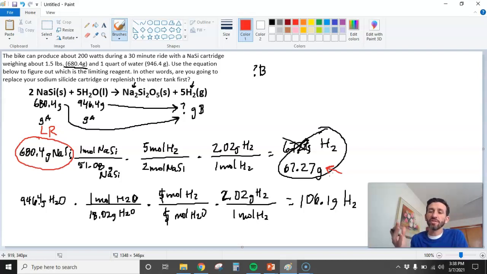So if you're an engineer working on the bike and you develop this, you have to tell the technical writer on your team who's writing the manual to say to the customers, if you're going to ride for more than 30 minutes, take an extra cartridge with you. The water will last, right? We can make almost, not quite, double the amount here. But for more than 30 minutes, the first thing you're going to need is a sodium silicide cartridge. Okay, so that's how we do that problem.